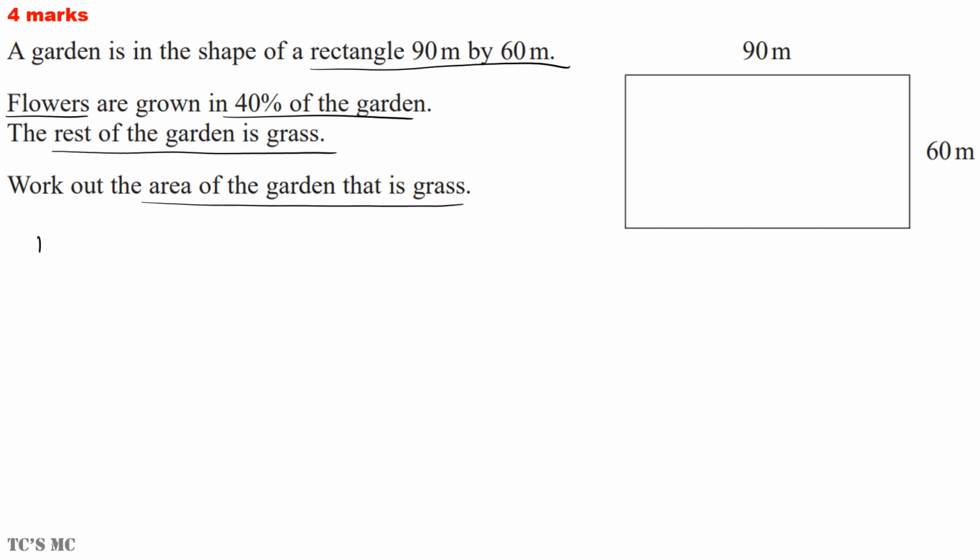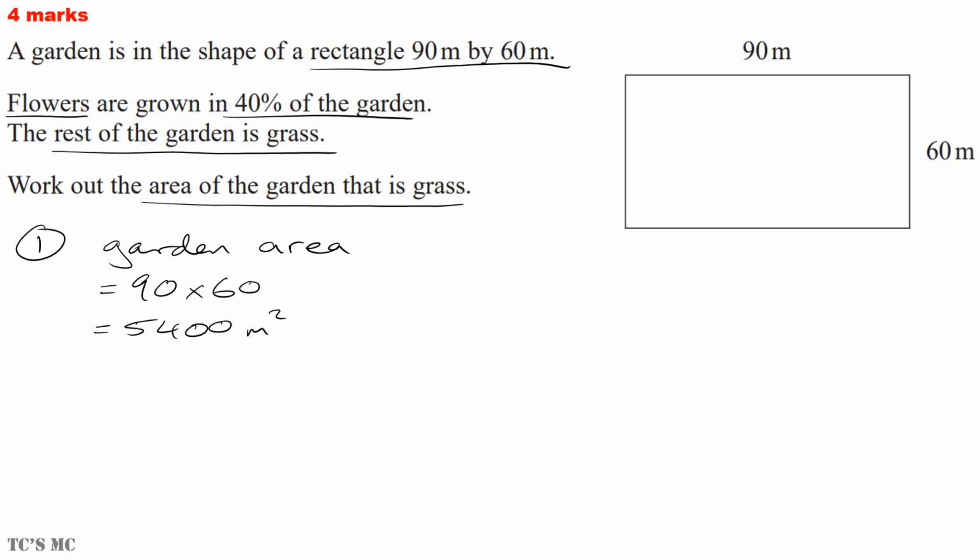So for the first step, we are going to work out the area of the garden. And it's a rectangle, so we need to do base times height. So we are going to do 90 multiplied by 60, and that's 5,400 square meters. That's 1 mark.